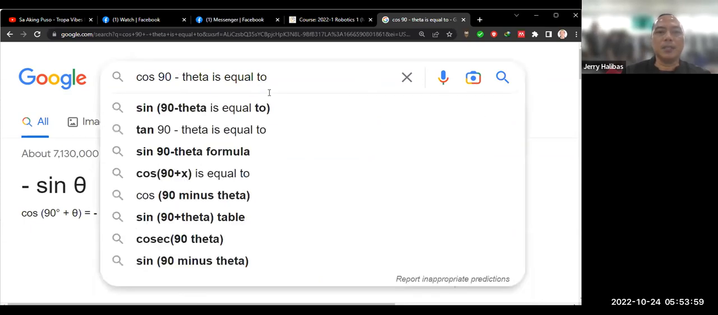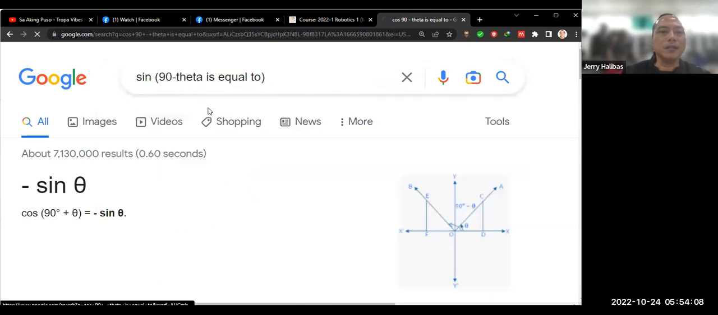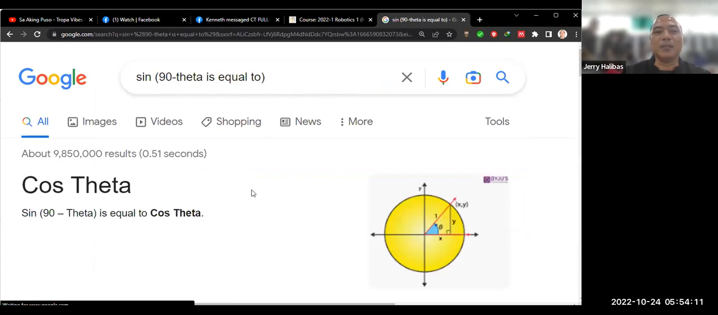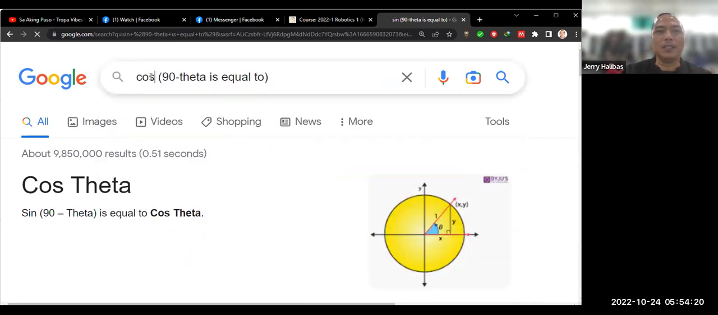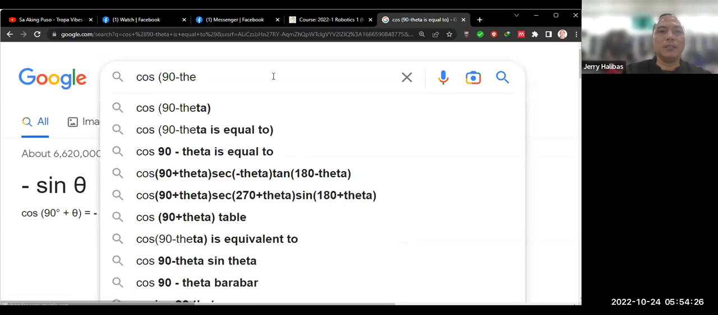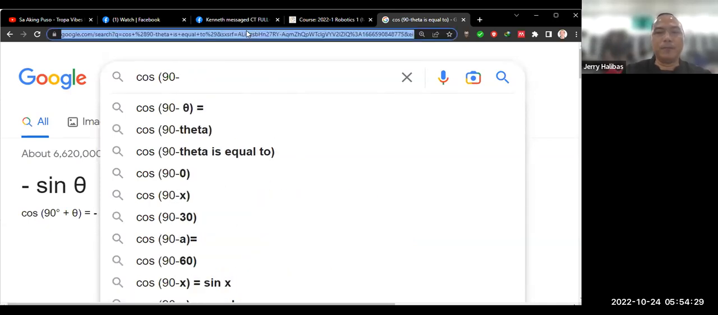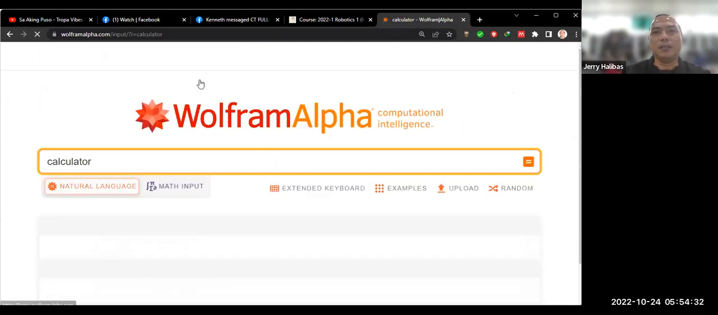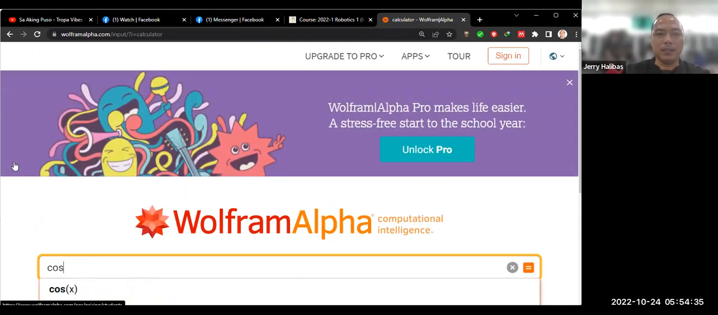Cosine 90 minus theta. Anyway, the sign is cosine. This is cosine. Let's take the minus cosine. Let's just use Wolfram for this. You see, guys, Wolfram gives back cosine. Theta. This is phi, no?